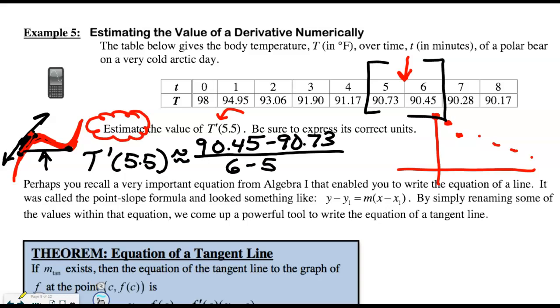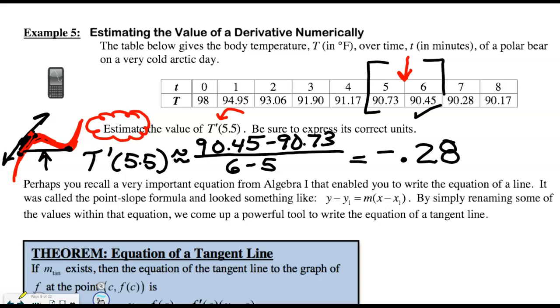Does someone have a calculator out real quick? Hannah, did you still have that calculator out? Can you do it? Oh, yeah, 90.45 minus 90.73. It's going to be a negative point something. Point what? I thought I heard somebody say it. One more time. Okay, I don't feel like doing it in my head. 2.8? All right.